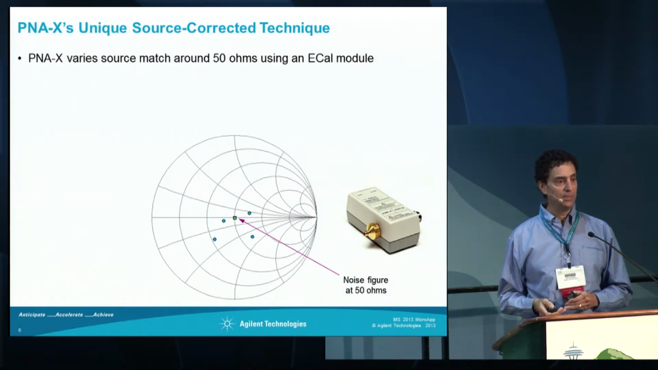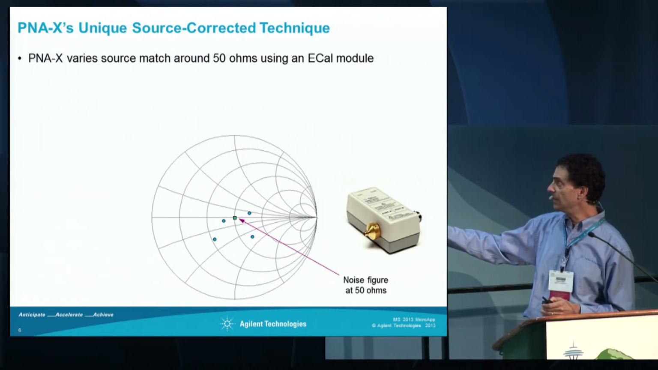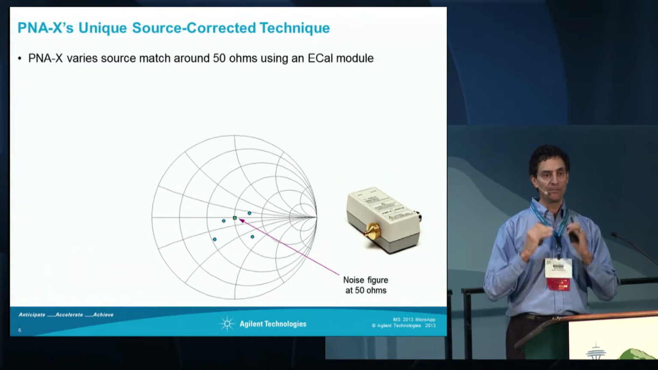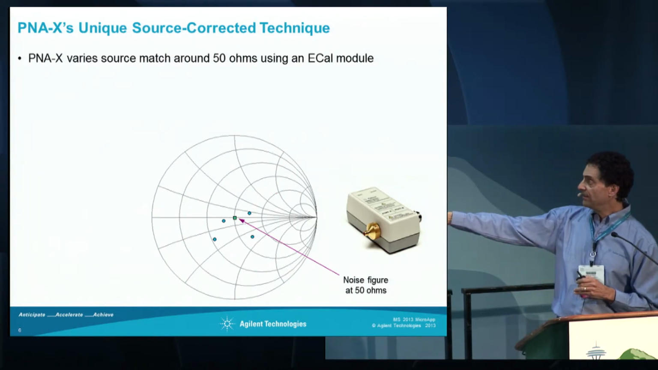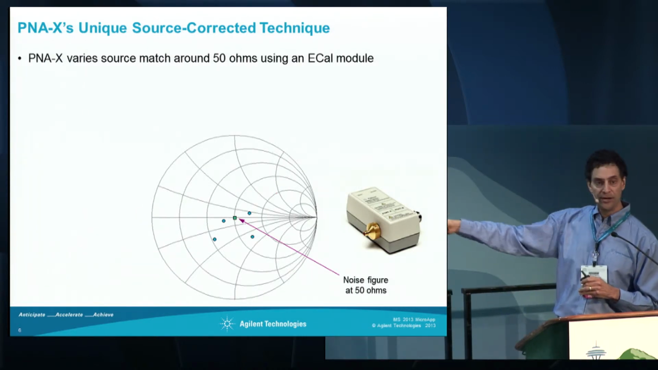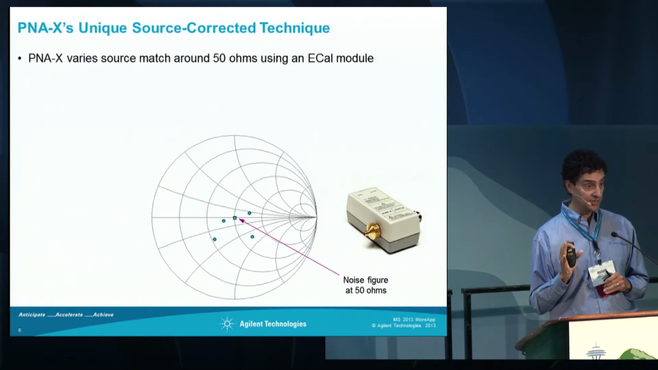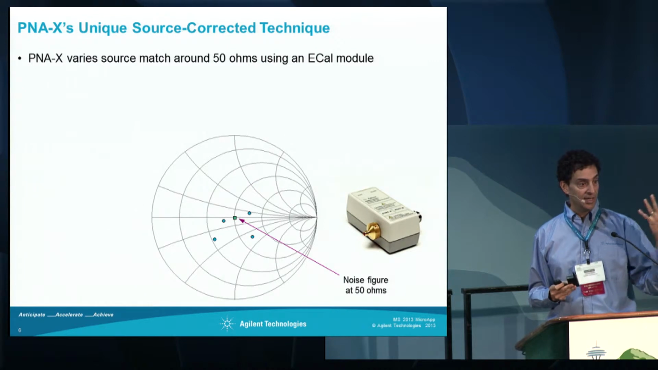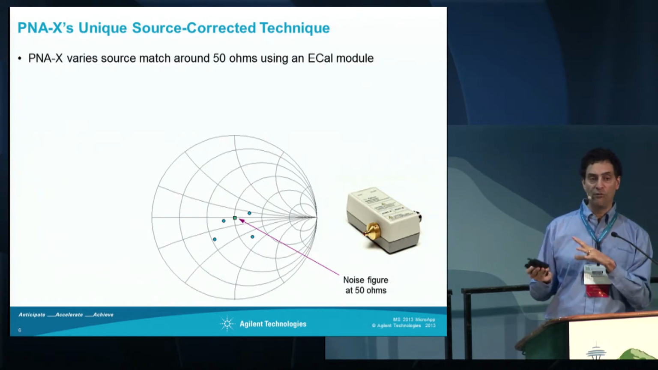So rather than assume we're right in the center of the Smith chart, we actually present a series of known impedances. We can either use an eCal module. Some of our PNA-X's have a built-in tuner. But the idea is that if you can measure noise figure under a set of known impedances, and the minimum you need is 4 impedances. In practice, we do anywhere between 4 and 7.